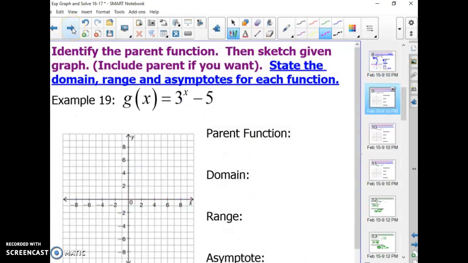On our next one, very similar. So I have 3 to the x minus 5. So identifying the parent function. Parent function, my b value is 3. It's going to be raised to the x. Domain, all reals from negative infinity to positive infinity.